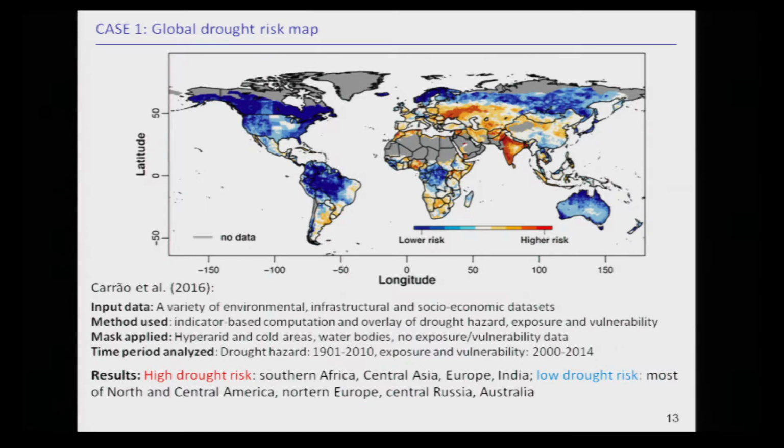The results have shown high drought risk areas, which were located, for example, in Southern Africa, in the southern part of South America, in Central Asia, in Europe, across India. While low drought risk areas were found in most of North and Central America, in Northern Europe, Central Russia, as well as Australia.